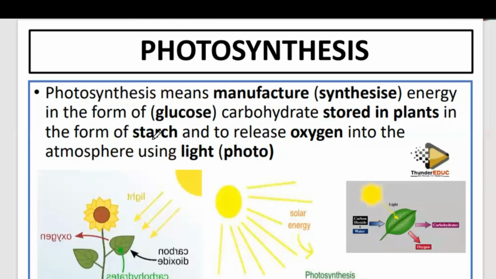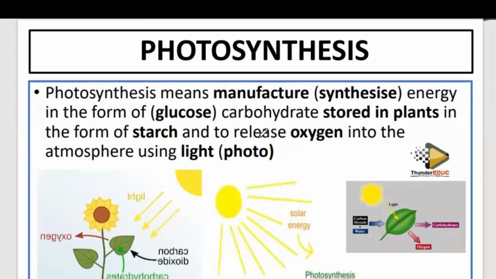So when the plant has manufactured glucose and is not going to use that glucose, it stores it in the form of starch. But if it wants the glucose back, then it will change the starch back to glucose. The same story happens to animals.